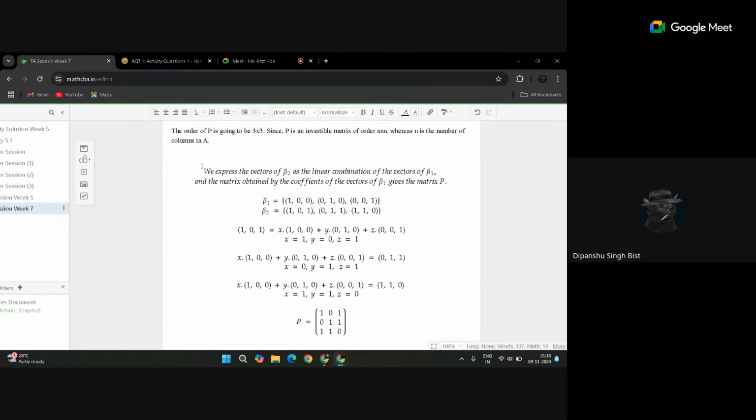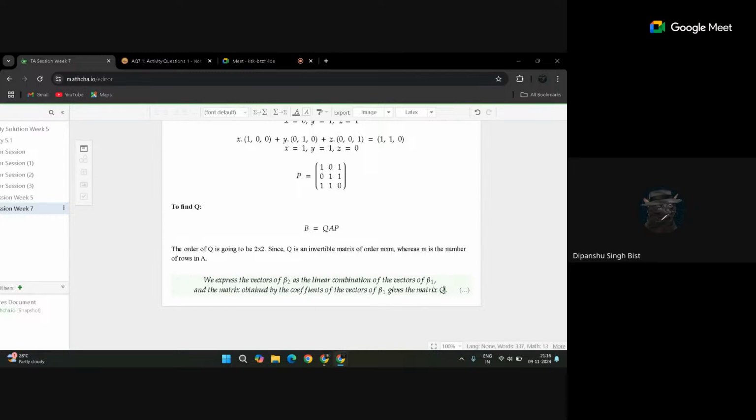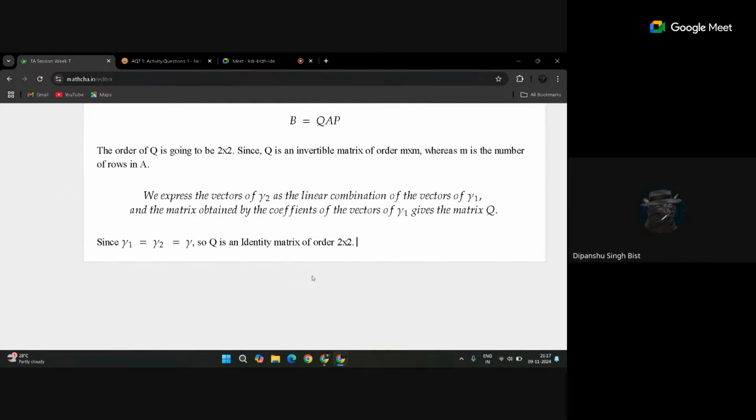Is it so? Now if you want to find Q, then what do you do? In any case, instead of beta, we are going to use gamma. Here also it's going to be gamma. Okay, so since we have got gamma 1 equal to gamma 2, Q is an identity matrix of order 2 cross 2. Is it fine?